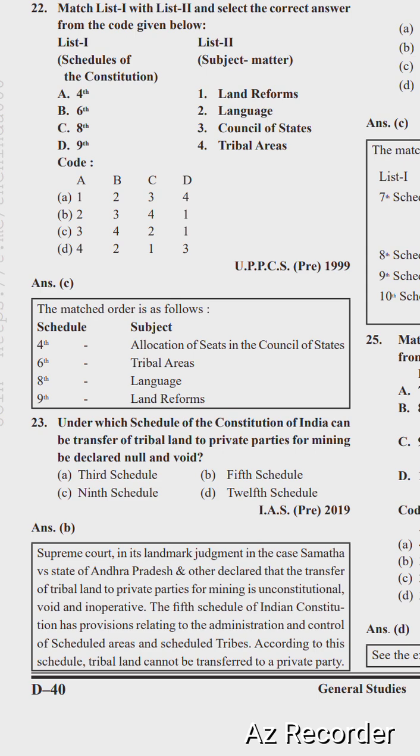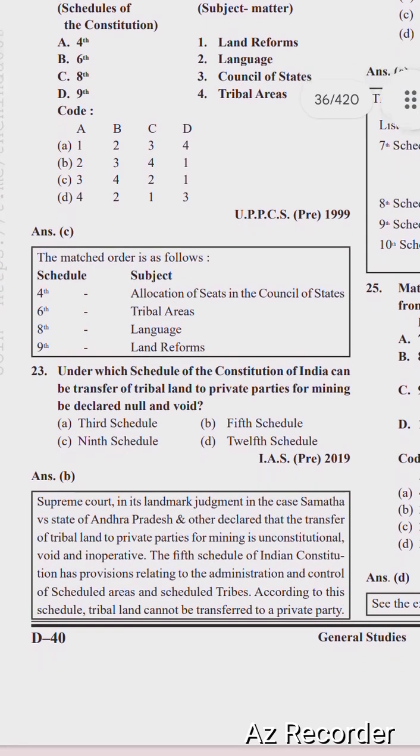Next question is, under which schedule of the Constitution of India can the transfer of tribal land to private parties for mining be declared null and void? Options are 3rd schedule, 5th schedule, 9th schedule, and 12th schedule. Right option is option number B, 5th schedule.